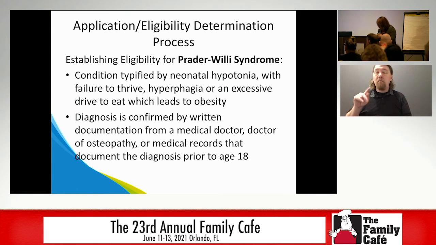Prader-Willi syndrome means an inherited condition typified by neonatal hypotonia with failure to thrive, hyperphagia, or excessive drive to eat, which leads to obesity, usually by the age of 18 to 36 months of age; mild to moderate intellectual disability, hypogonadism, short stature, mild facial dysmorphism, and a characteristic neurobehavior. Diagnosis is confirmed by written documentation from either a medical doctor, doctor of osteopathy, or medical records that document a diagnosis of Prader-Willi prior to the age of 18.